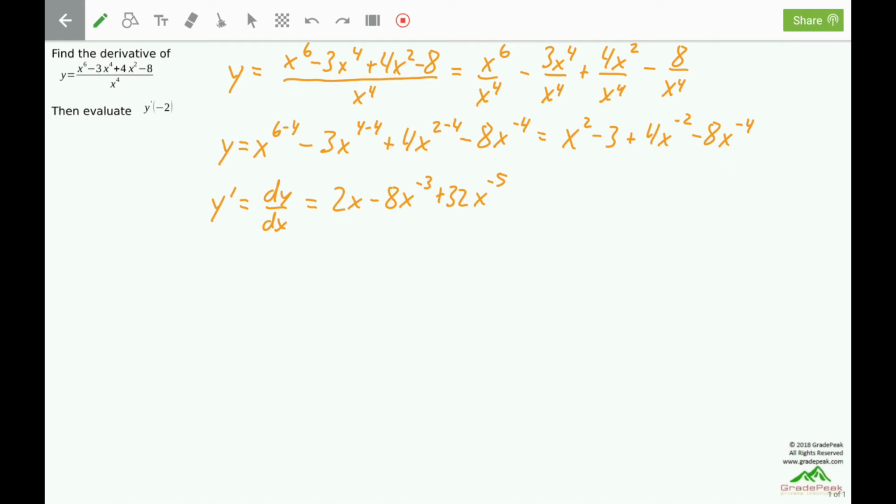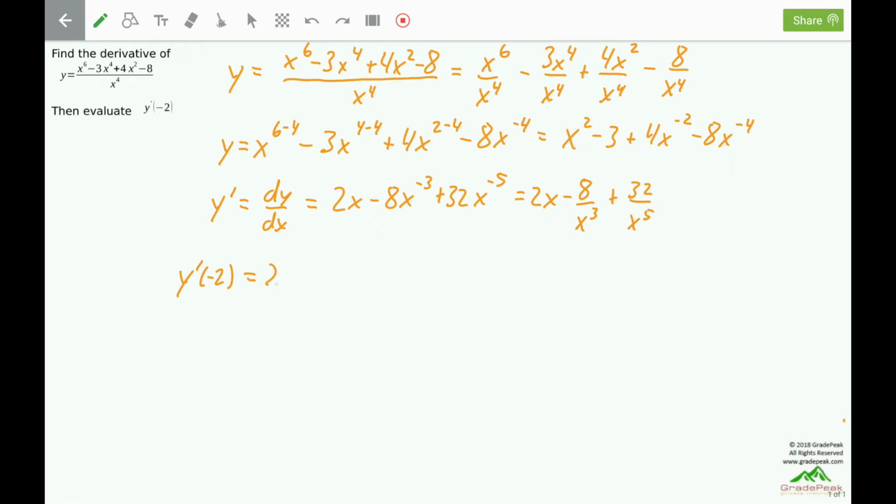Since I have negative exponents, I'm going to rewrite those terms, move them to the denominator to make them a positive exponent. So I will have 2x minus 8 over x cubed plus 32 over x to the 5th. Another positive exponents. That'll make it easier to plug in when we evaluate. So there's our derivative. The next thing is to evaluate y prime of negative 2.